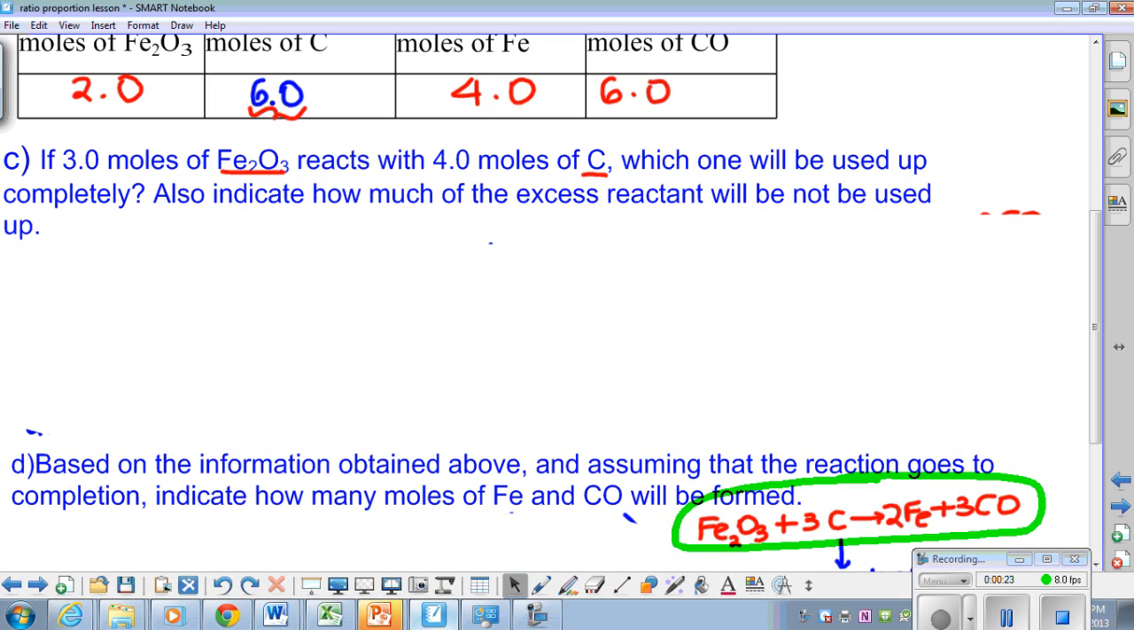So far in the examples we've dealt with, we were given just one of the reactants' amounts, and the other ones were filling the blanks. But this time they gave us the amounts for 2 of the reactants.